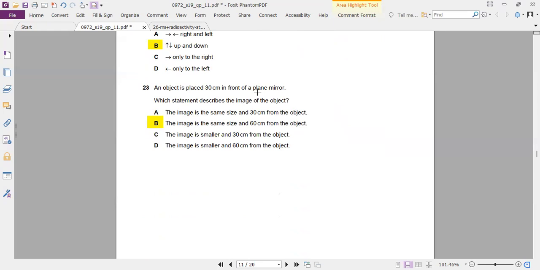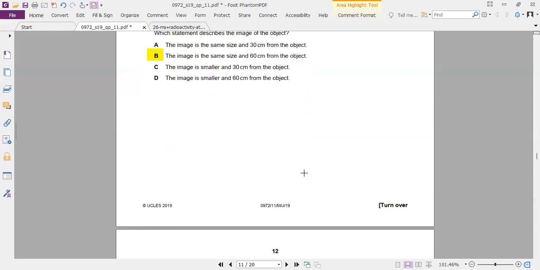30 centimeters, plane mirror. The image is 60 centimeters from the object because we have image, object, 30 centimeters, mirror, then 30 centimeters, image. So from the object, 30 plus 30 is 60 to the image. 60 centimeters from the object is the image.